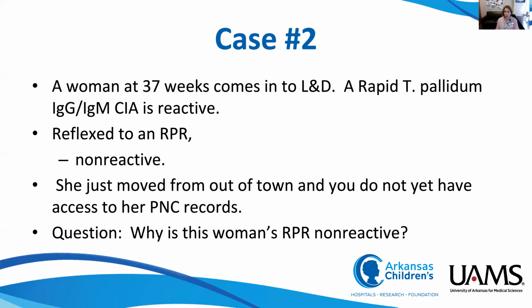She has what they call a rapid T-pallidum IgG and IgM CIA that is reactive. They reflex it to an RPR, it's non-reactive. She just moved from out of town and you don't have access to her prenatal care records. This is a call I get all the time. So the question is, why is this woman's RPR non-reactive? What do I do with these 2 discordant tests?